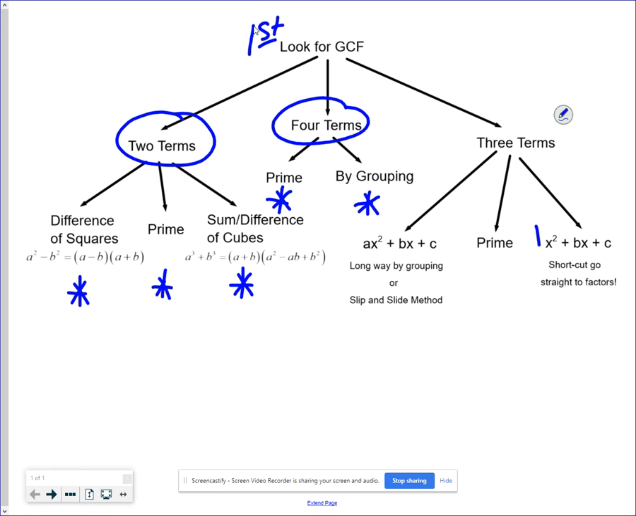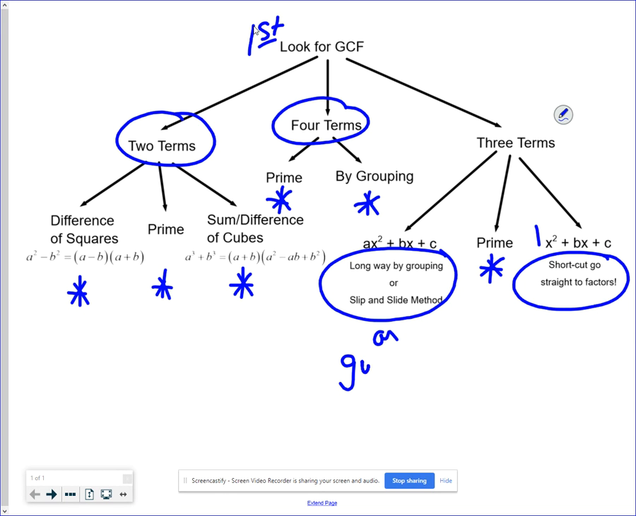If it has a leading coefficient of 1, you can factor it the short way, where you just go straight to the factors. Or it could be prime. That means you can't factor it. Or you can do it the long way, by grouping, or you can use the slip and slide method. That's what we've been using all year. But I will show you a third way. Or you can use this method called guess and check. So this is our flow chart that we're going to use when it comes to factoring.